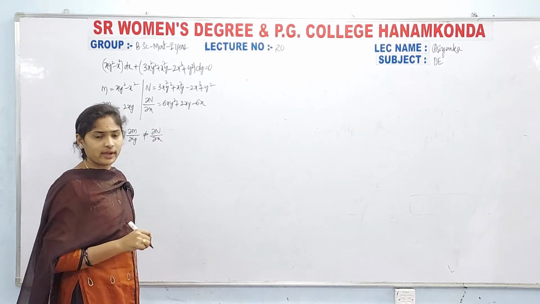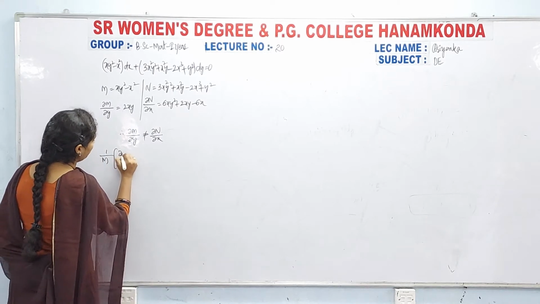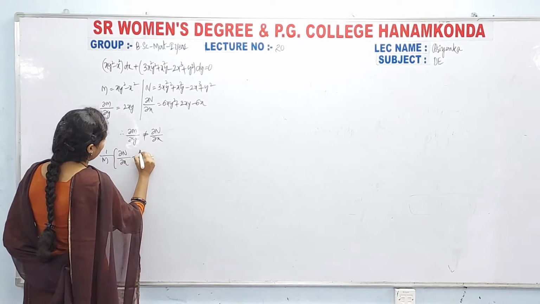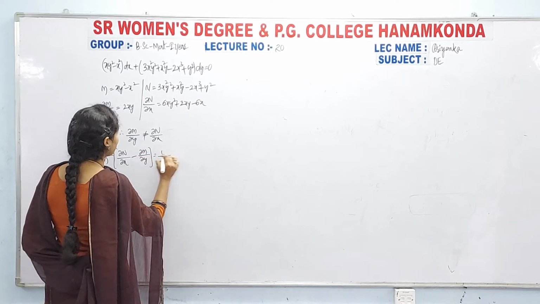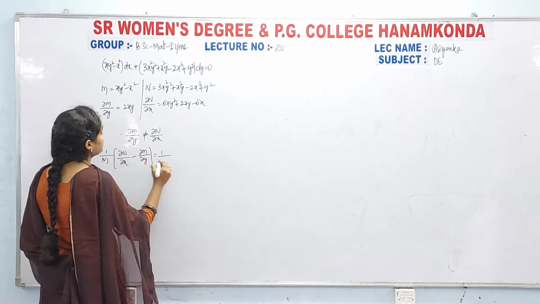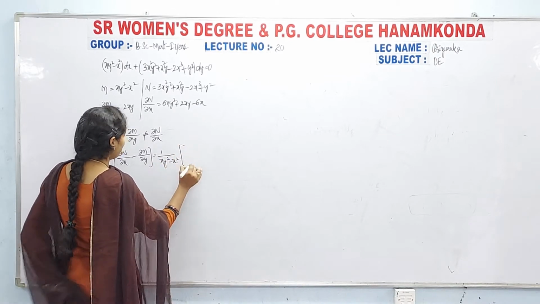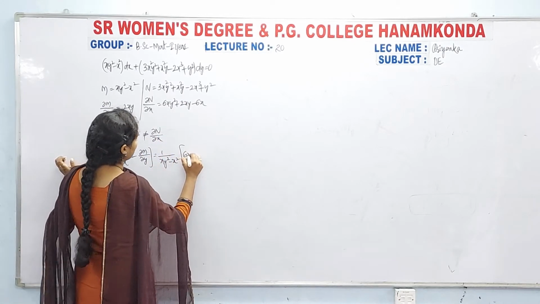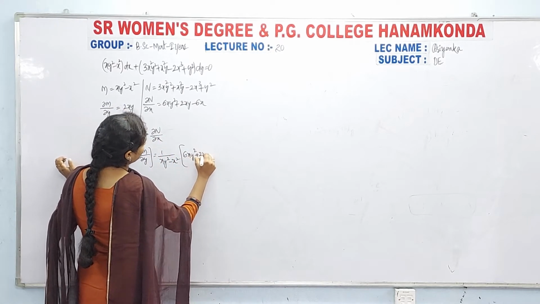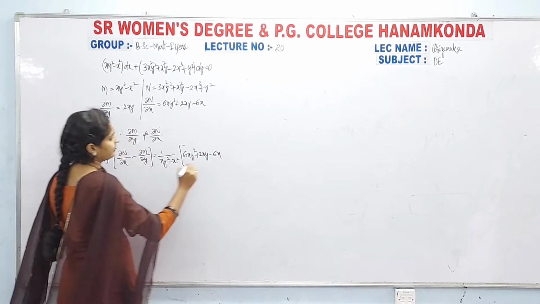Next what we have to do? We have to consider the case 1/M (∂N/∂x - ∂M/∂y), which is equal to, what is the M value here? M is nothing but xy^2 - x^2. ∂N/∂x means this is the value 6xy^2 + 2xy - 6x^2 minus ∂M/∂y.